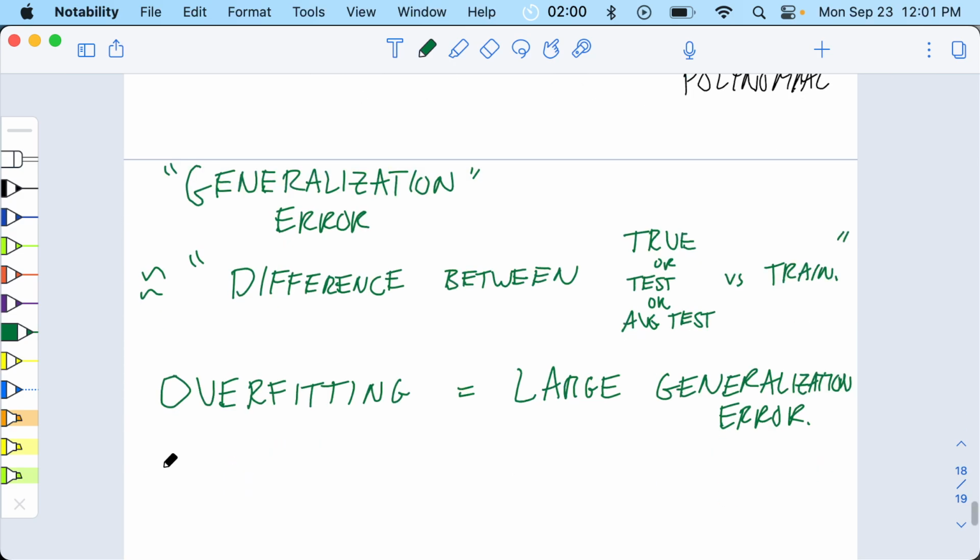And underfitting is the opposite. This is one way to understand underfitting and overfitting. The other way was the way we talked about with the bias and the variance.